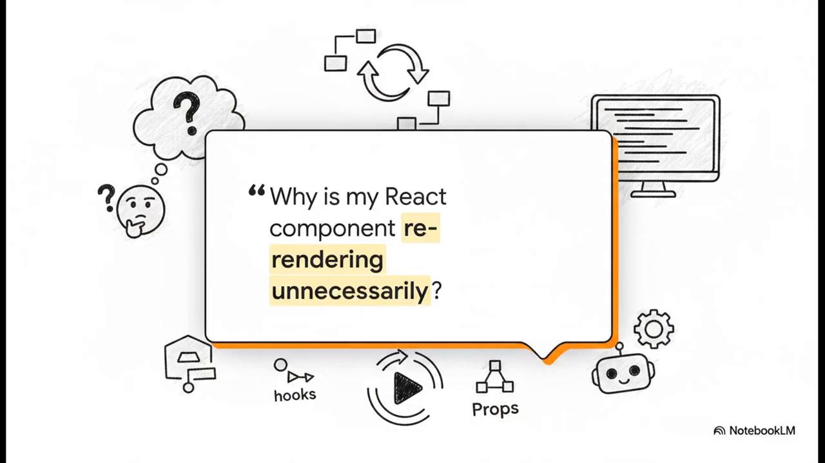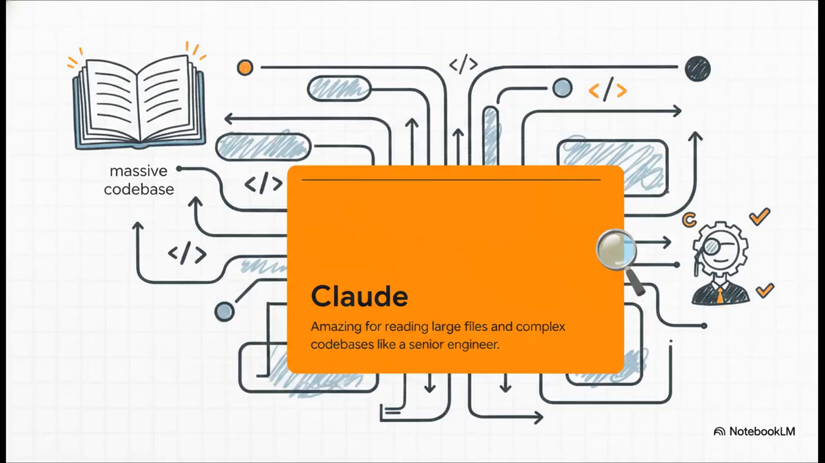I mean, why is my React component re-rendering unnecessarily? We've all stared at that exact headache, right? Well, instead of spending hours profiling the app, just feed the logic over to ChatGPT. It acts exactly like a senior engineer sitting right next to you, pointing out exactly which hook or which prop is failing. But wait, what if the problem spans your entire app?